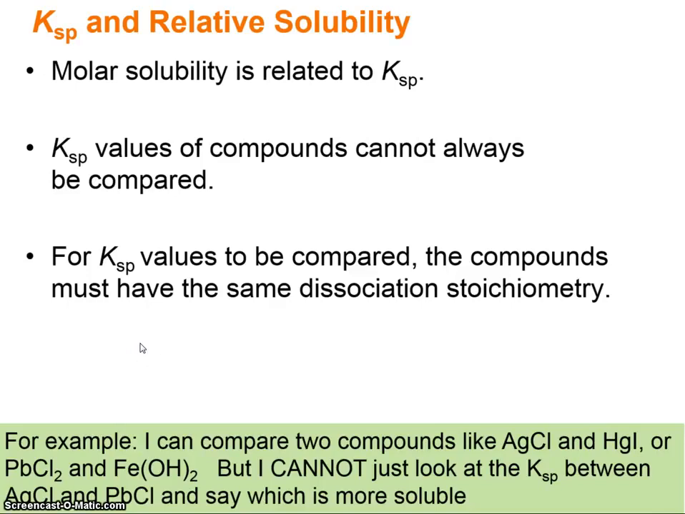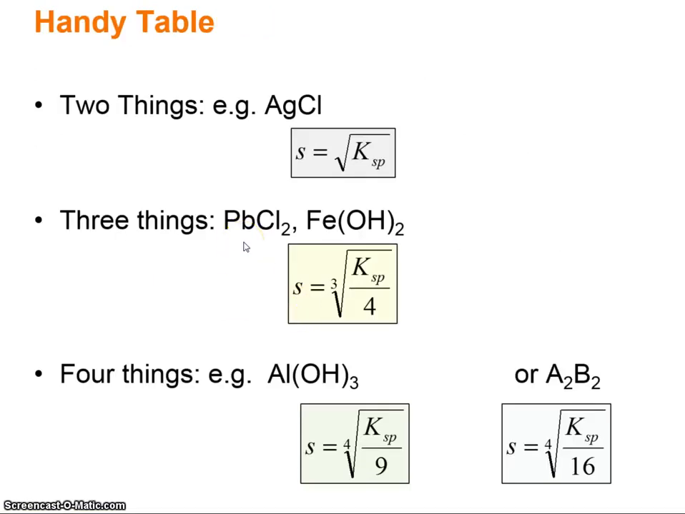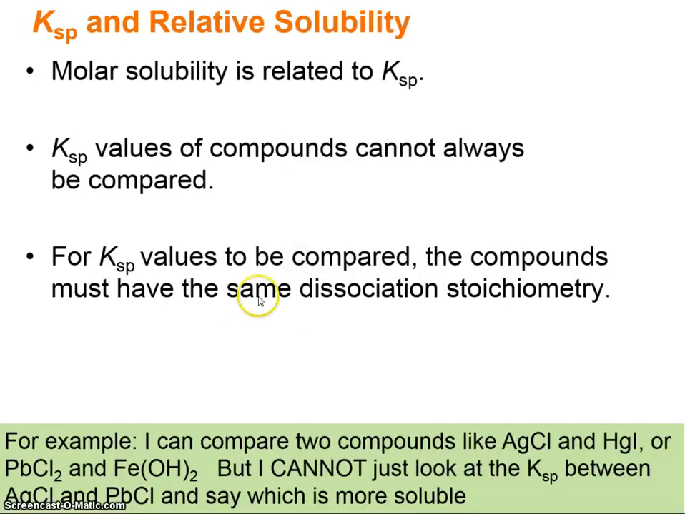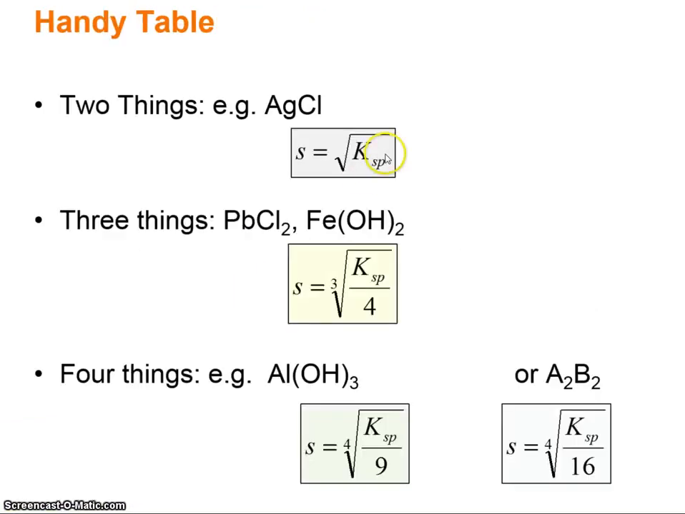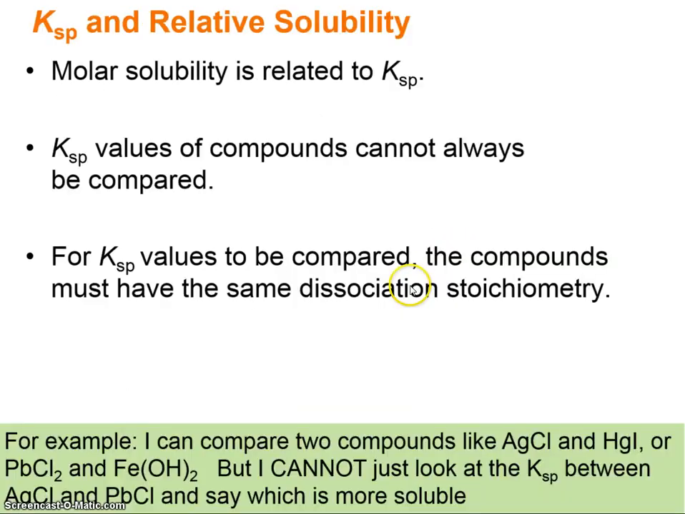Molar solubility is related to Ksp. The Ksp values cannot always be compared, right? So if I take the solubility of lead chloride and the solubility of AgCl, I can't just compare them directly and say which one is more soluble, because they've got different stoichiometry. One of them is going to be the square root of Ksp, the other is going to be the cube root of Ksp over 4. So I can't just take AgCl and HgI. Well, I can take HgCl and HgI, because they're going to break up into the same number of things.